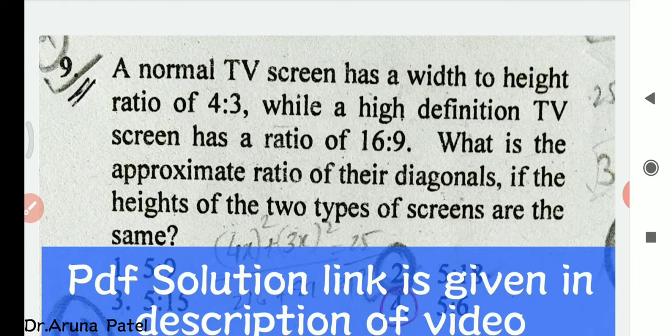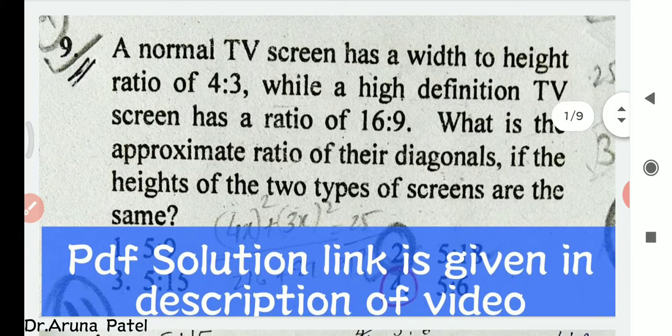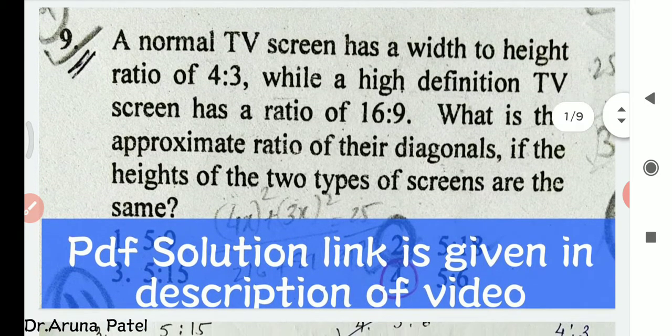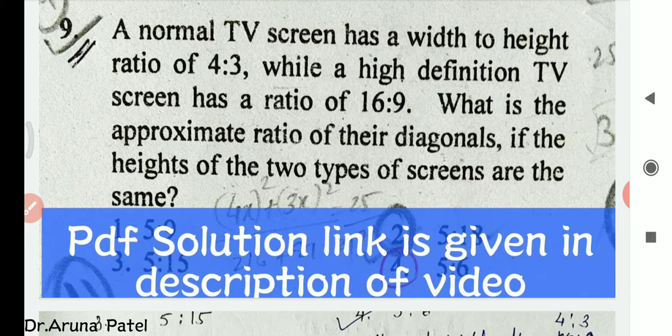A normal TV screen has a width to height ratio of 4:3, while a high definition TV screen has a ratio of 16:9. What is the approximate ratio of their diagonals if the height of the two types of screens are the same? So here the condition is given, if the height of the two types of screens are the same, then what is the approximate ratio of their diagonals?